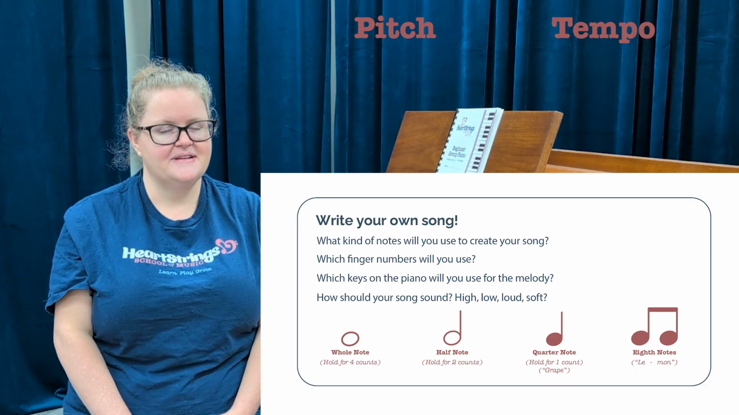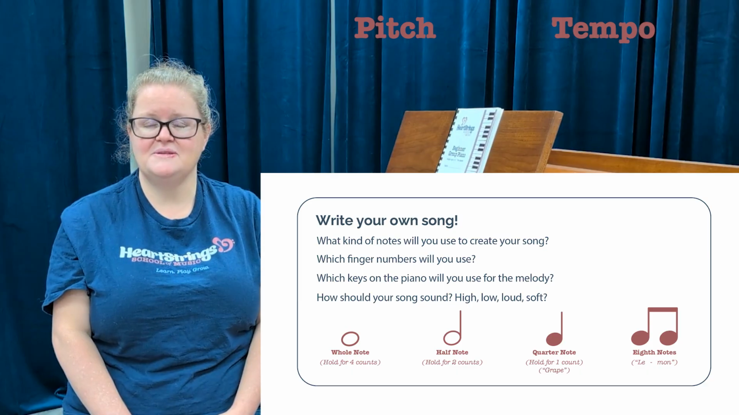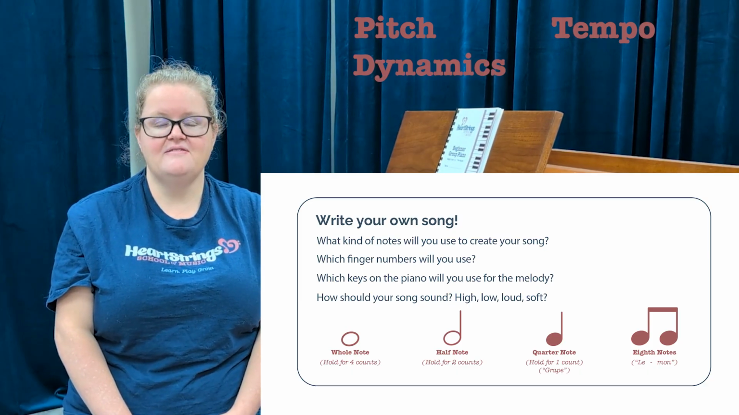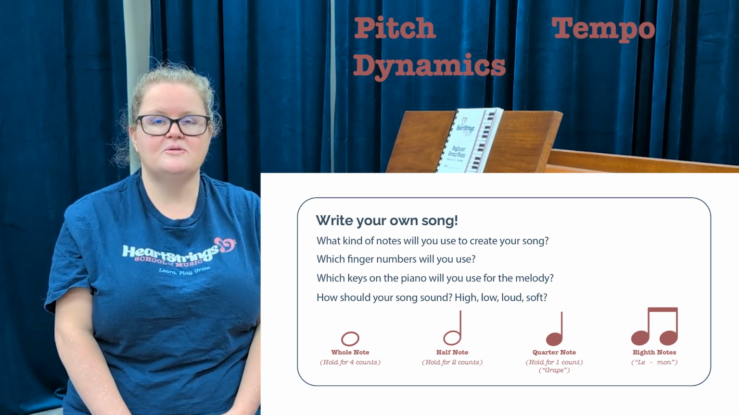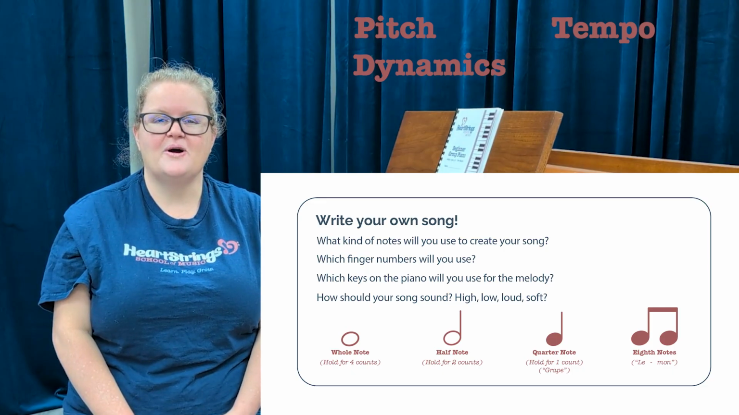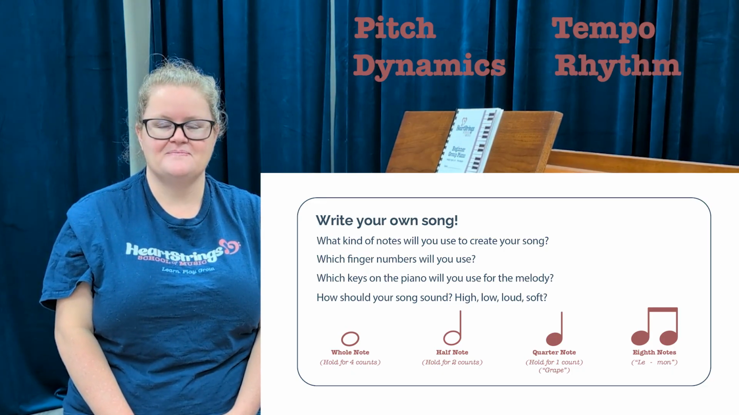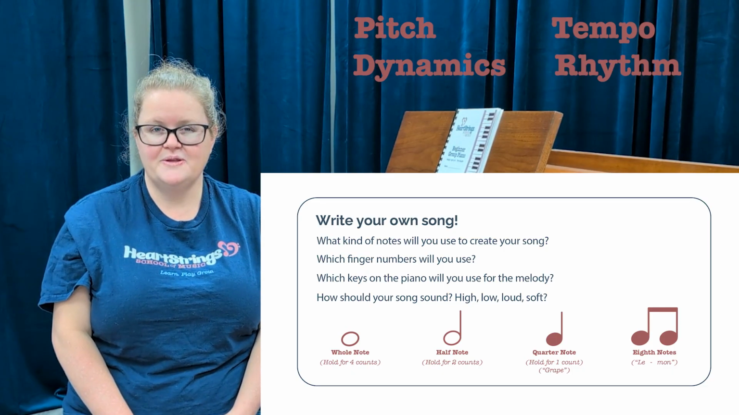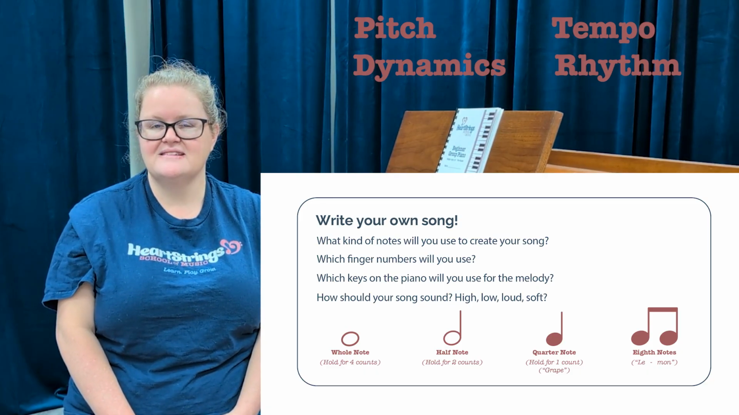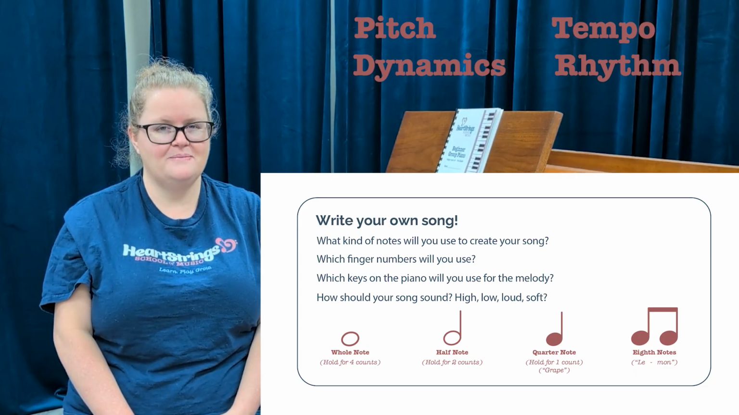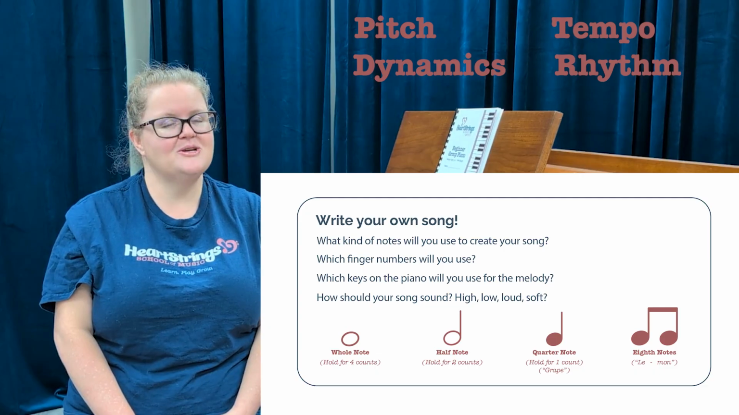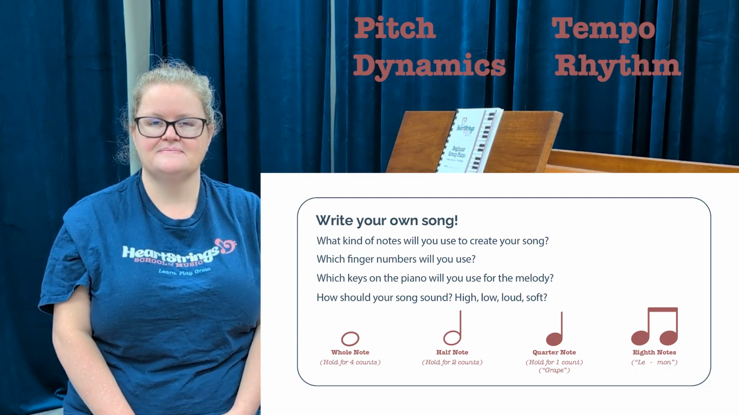Also, tempo, how fast or slow should the music be. And also, dynamics, like piano and forte, which means how soft or loud the music should be. And finally, students should consider what rhythm they want their music to be. Should your music have whole notes that have 4 beats, half notes which have 2 beats, quarter notes which have 1 beat, or should you add eighth notes to your music which only have a half a beat each?